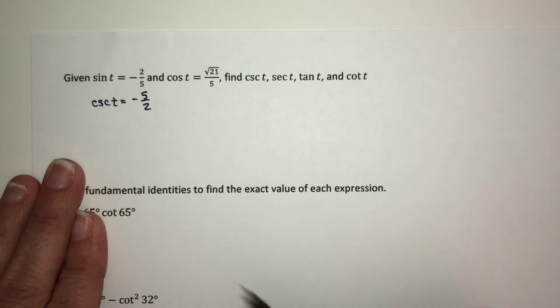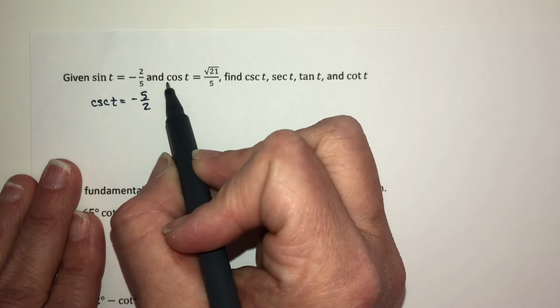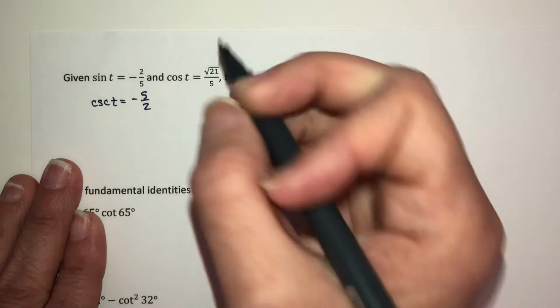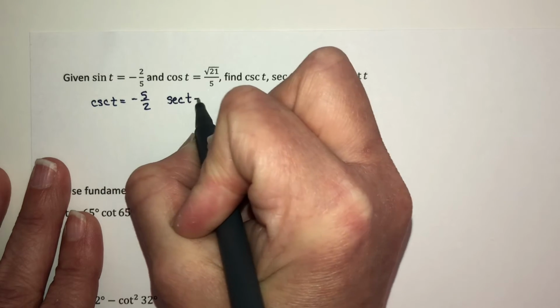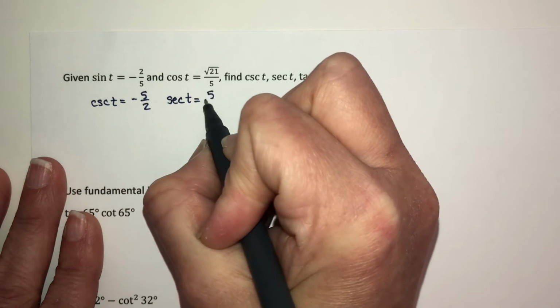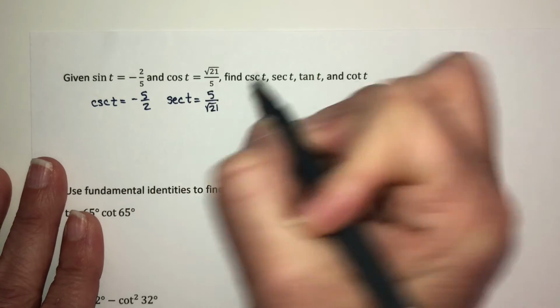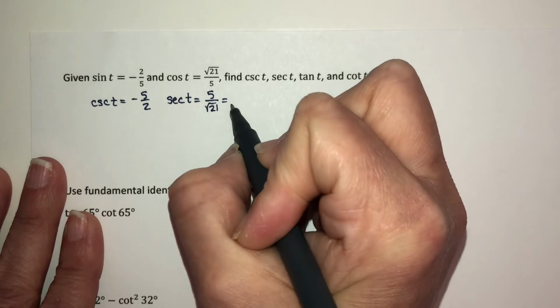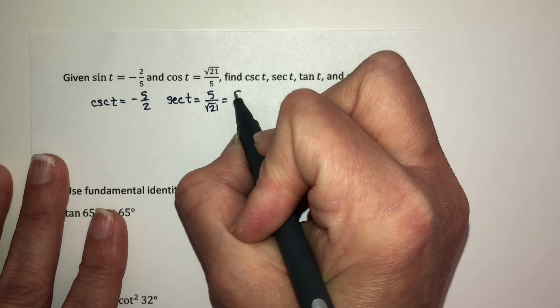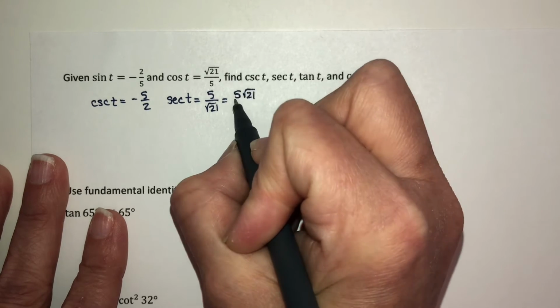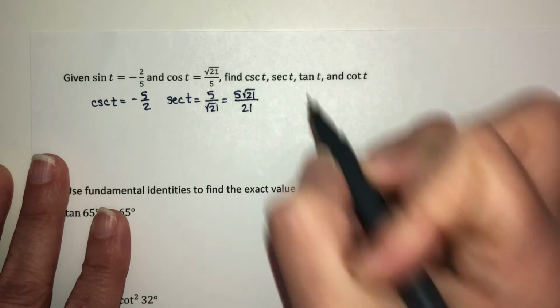Now the reciprocal function for cosine is secant of t. So this will be 5 over the square root of 21. And once you rationalize that by multiplying top and bottom by the square root of 21, you get 5 square root 21 over 21.